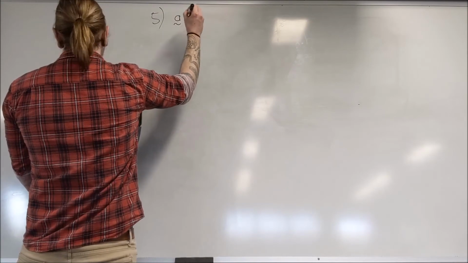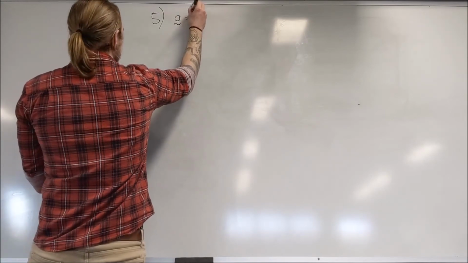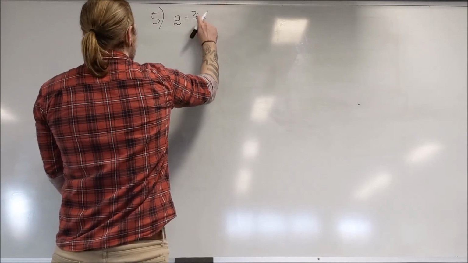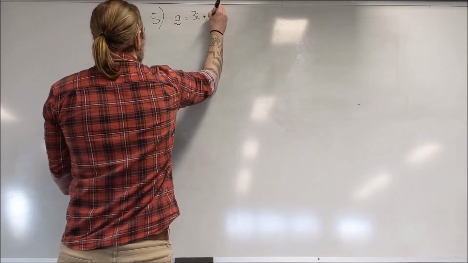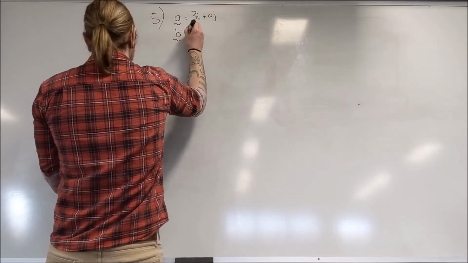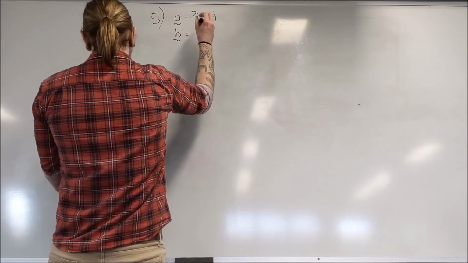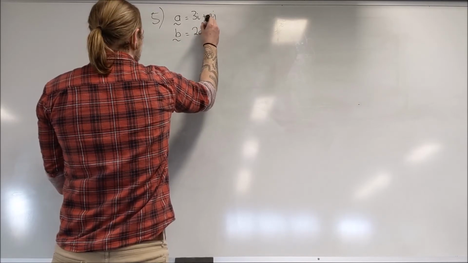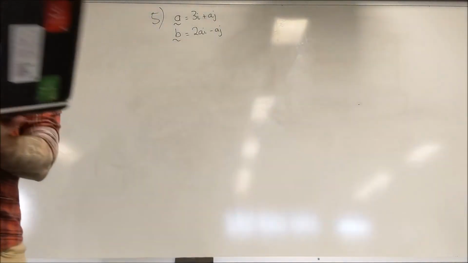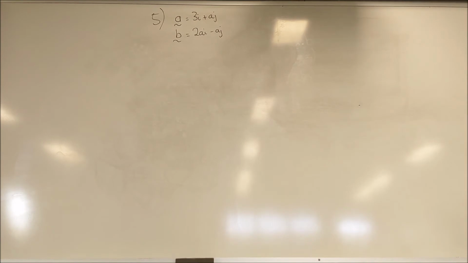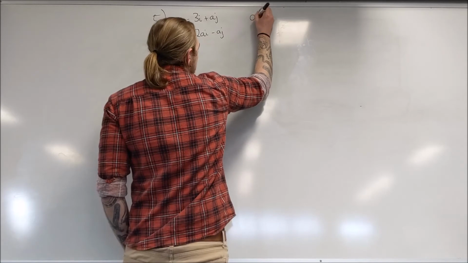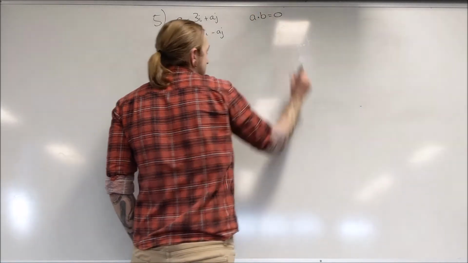All right, so we have vector A is equal to 3i plus aj, and vector B is negative 2ai minus aj. And A times B equals 0. Something else that we know is that the dot product of A and B is 0.